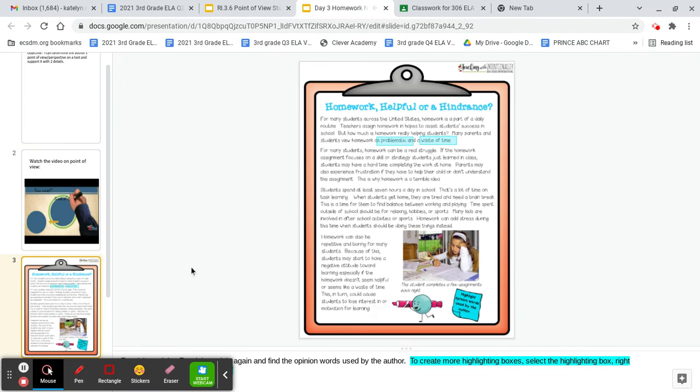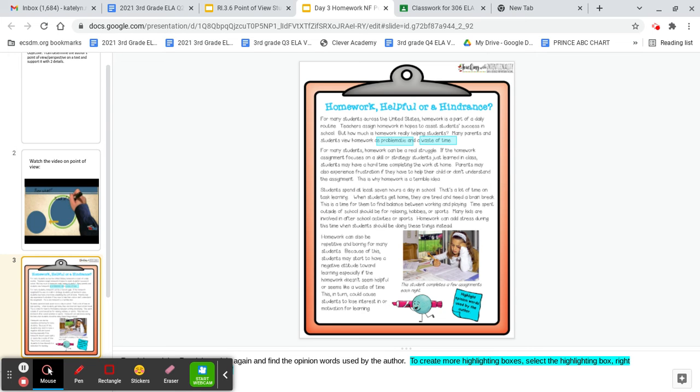Okay, so we're going to move into this article. Yesterday, we read an article about homework and how the author's point of view was that the author felt homework was beneficial. They used keywords and phrases like positive, good, beneficial, helpful. All of those words signal to you that the author's opinion felt that homework was a good thing. Today, we're going to read "Homework: Helpful or a Hindrance?" Hindrance is a word that has a negative connotation. So let's read it aloud. And what we're going to think about is, what is the author's perspective? How does the author feel about this text?